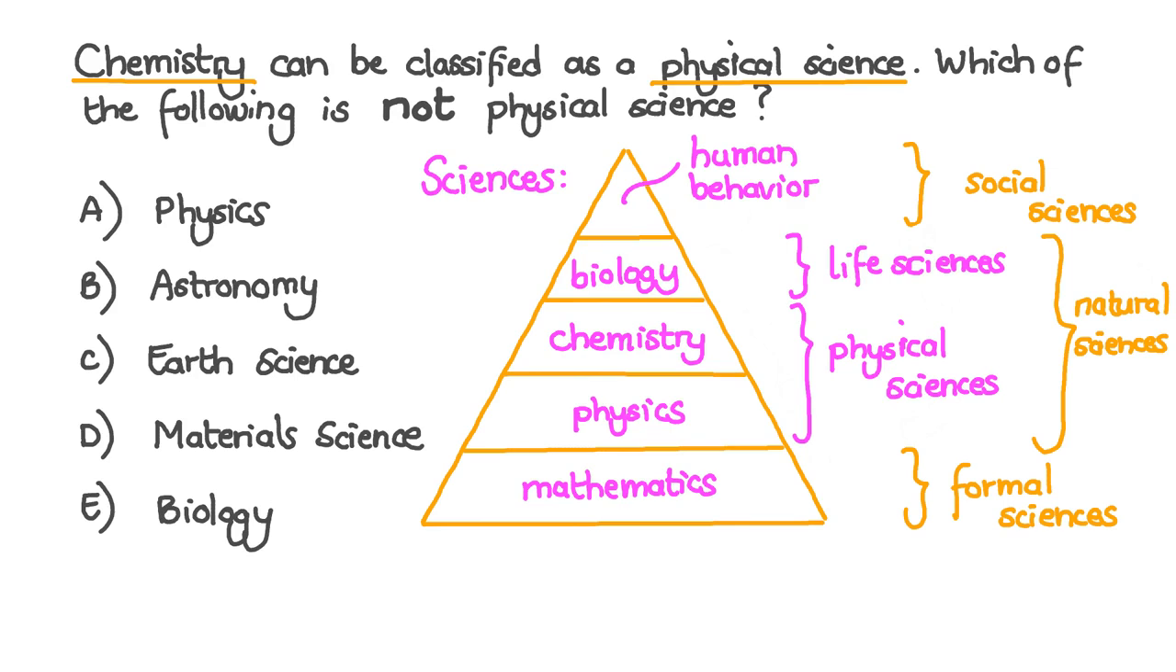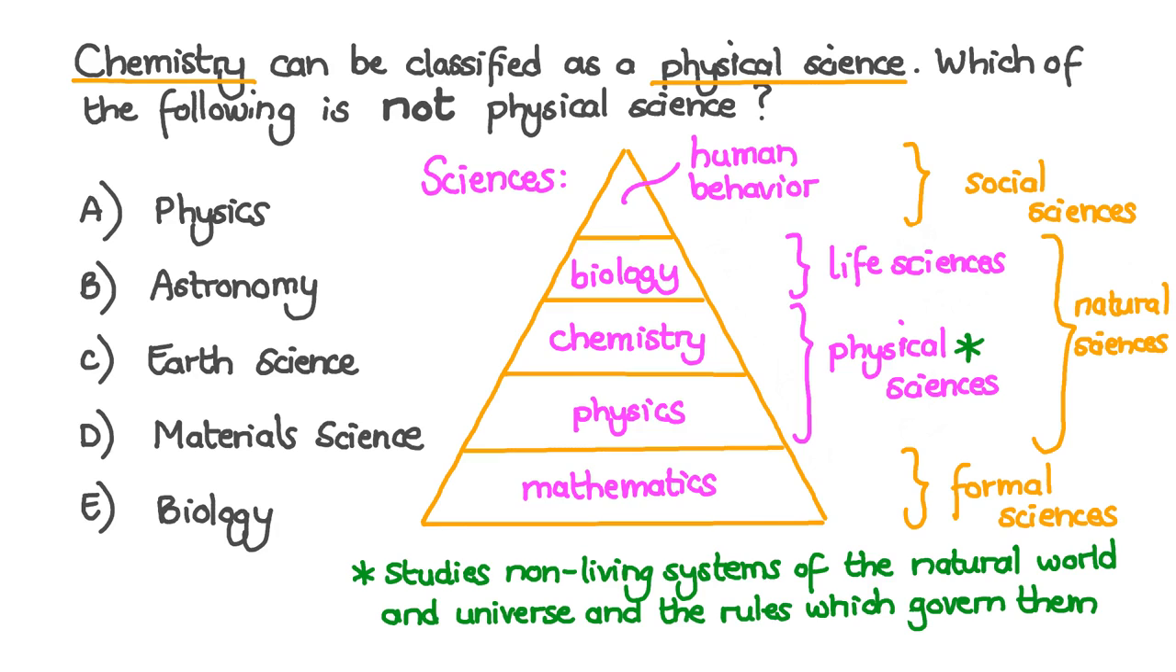The question tells us that chemistry is a physical science. The physical sciences study the non-living systems of the natural world and universe and the rules which govern them, while the life sciences study living systems and the rules which govern these. The two main disciplines in the physical sciences are physics and chemistry. The simple pyramid is a useful way to show the first-level grouping of the sciences. However, it does not show how the different layers of the pyramid interrelate and connect to each other.